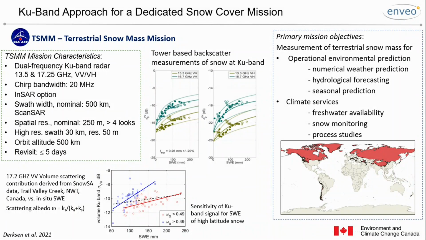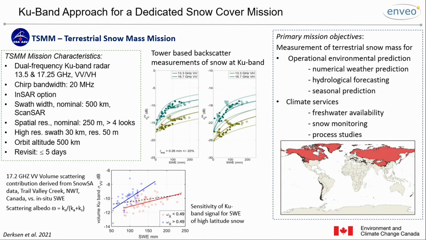Then it has an option for SAR interferometry as well, with a swath of about 500 kilometers. The aim is not to go to the mountain regions, but primarily to look for flatter terrains in order to get high resolution, 500-meter observations of snow water equivalent. And there is, of course, a lot of information when we look at this dependency of VV and VH at 13 and in this case 16 gigahertz.